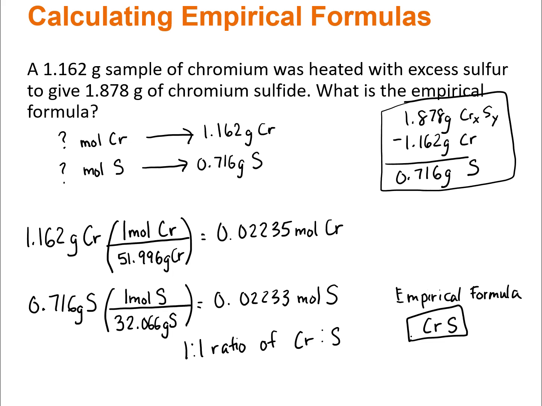Now we don't know what the actual molecular formula is yet because we don't know the molar mass of this compound. But we know the empirical formula is CrS. Does everybody understand that part? How we calculated the moles, and then we said, okay, well, they're about the same. They're 1 to 1, which means that our empirical formula is 1 to 1.